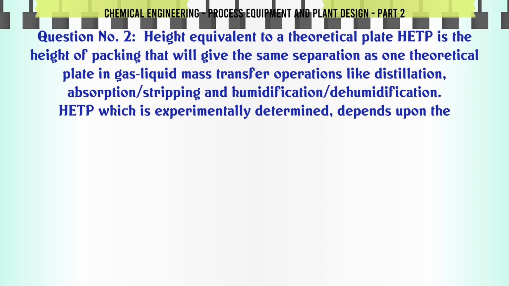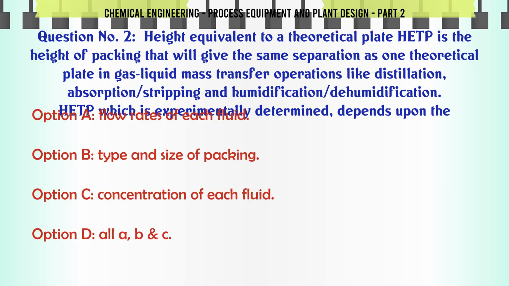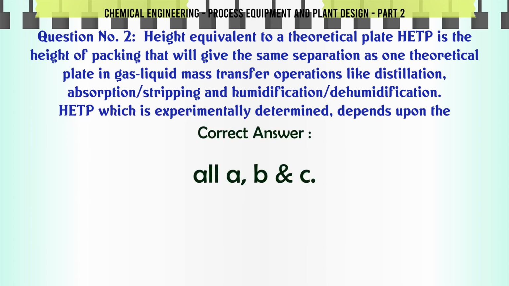Height equivalent to a theoretical plate, HETP, is the height of packing that will give the same separation as one theoretical plate in gas-liquid mass transfer operations like distillation, absorption, stripping, and humidification, dehumidification. HETP, which is experimentally determined, depends upon the: A. Flow rates of each fluid, B. Type and size of packing, C. Concentration of each fluid, D. All ABC. The correct answer is all ABC.